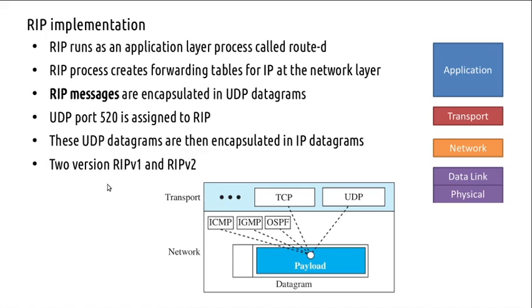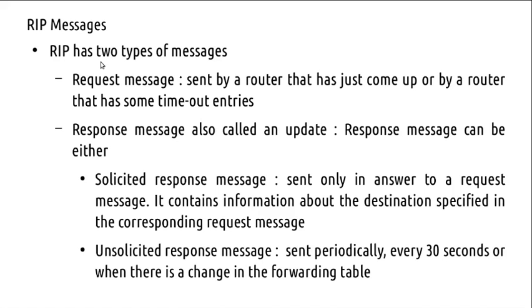There are two versions of RIP. One is RIP version 1 and the other is version 2. Two versions of routing information protocol. The dominant one as of now, whatever is used, is RIP version 2. There are two types of messages. One is a request message, the other is a response message.